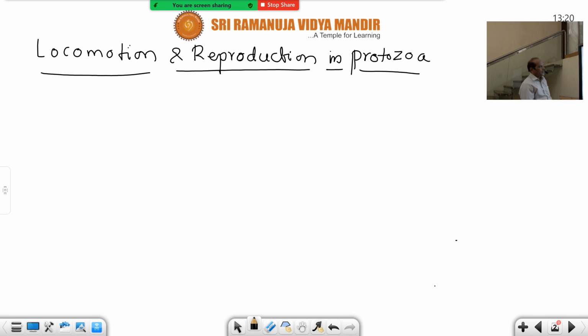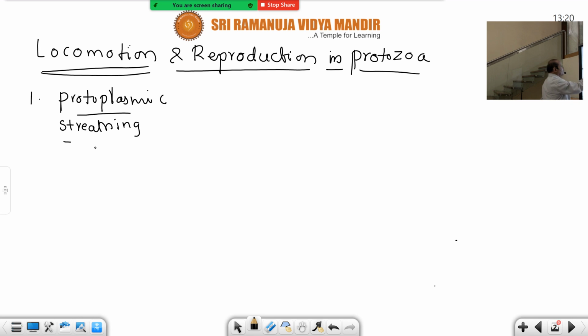Now, you see the locomotion in protozoa. In protozoa, the simplest movement of protozoans is protoplasmic streaming movement. Of course, this is given in the NCERT book, in the locomotion and movement chapter. Protoplasmic streaming movement is the most important and simplest movement in living organisms, especially observed in unicellular animals. Unicellular animals belong to phylum protozoa. So protoplasmic streaming movements are the simplest of all movements in living organisms.